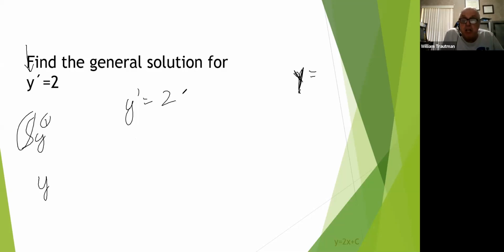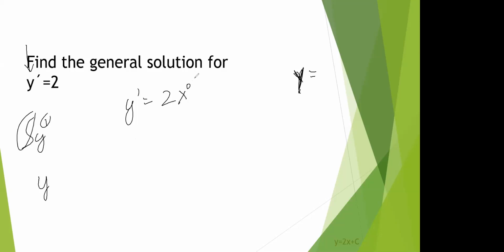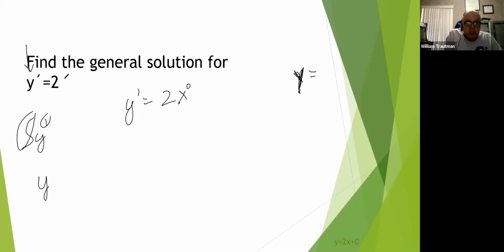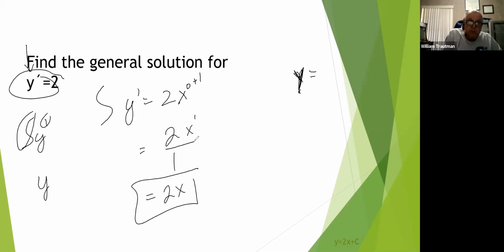There is a variable here. What is x to the 0 power? 1. 2 times 1 is 2. Do you see? These two equal the same thing. So to integrate this, you add 1. Step 1 is add 1 to the power. So I have x to the 1 power. And then I bring the power down in the denominator. So this integration equals 2x. Integrating y prime equals 2x.